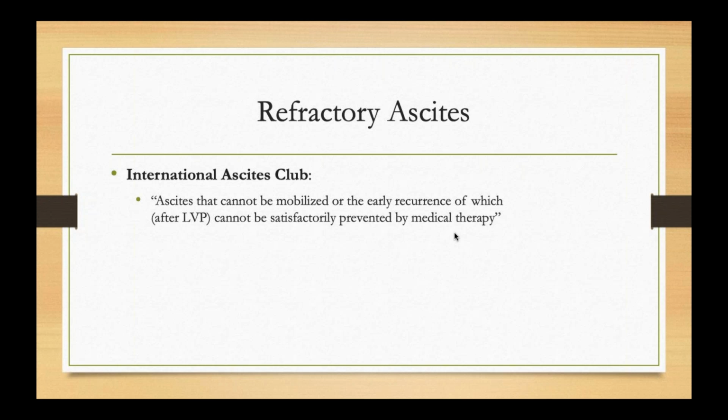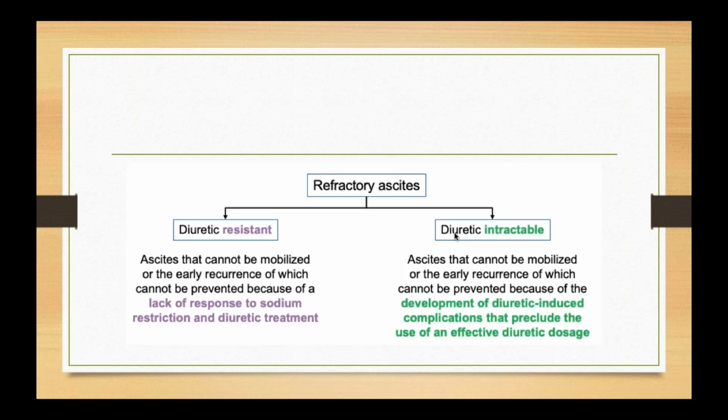What is refractory ascites? Refractory ascites means ascites that cannot be mobilized, or the early recurrence of which cannot be satisfactorily prevented by medical therapy. It can be of two types. It can be diuretic resistant or diuretic intractable.